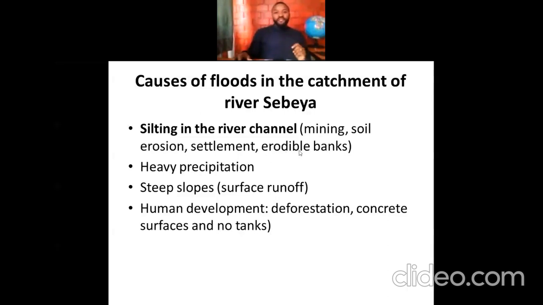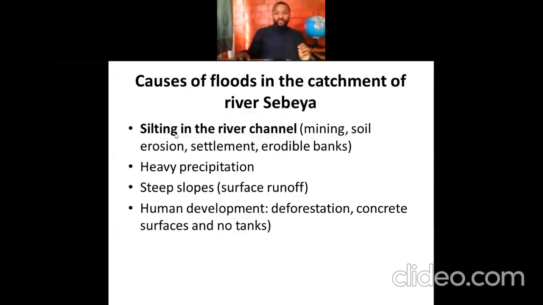Another problem that is serious about silting is the erodible banks. The banks of this river are made of soft soils that can easily be eroded by lateral erosion. So after being eroded, sediments are accumulated in the river channel.